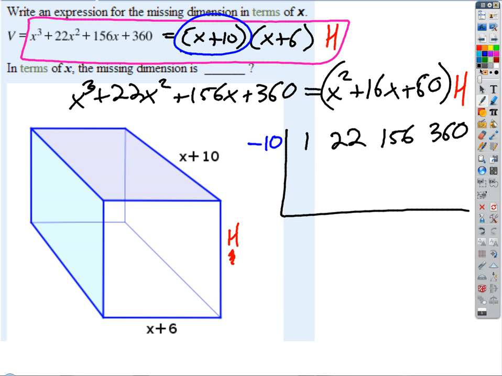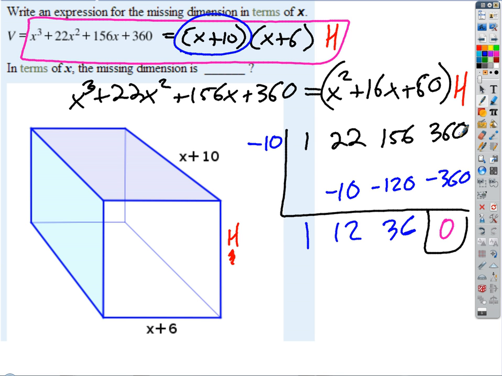And what has to go in the remainder box? 0, because it is a factor. So it should have no remainder, right? Okay. Negative 10 is a 0. So when I do this process here, I get a 1, a negative 10, a 12, what, a negative 120? If I add those up, what do I get? 36 times negative 10, negative 360, and they cancel. So it worked.